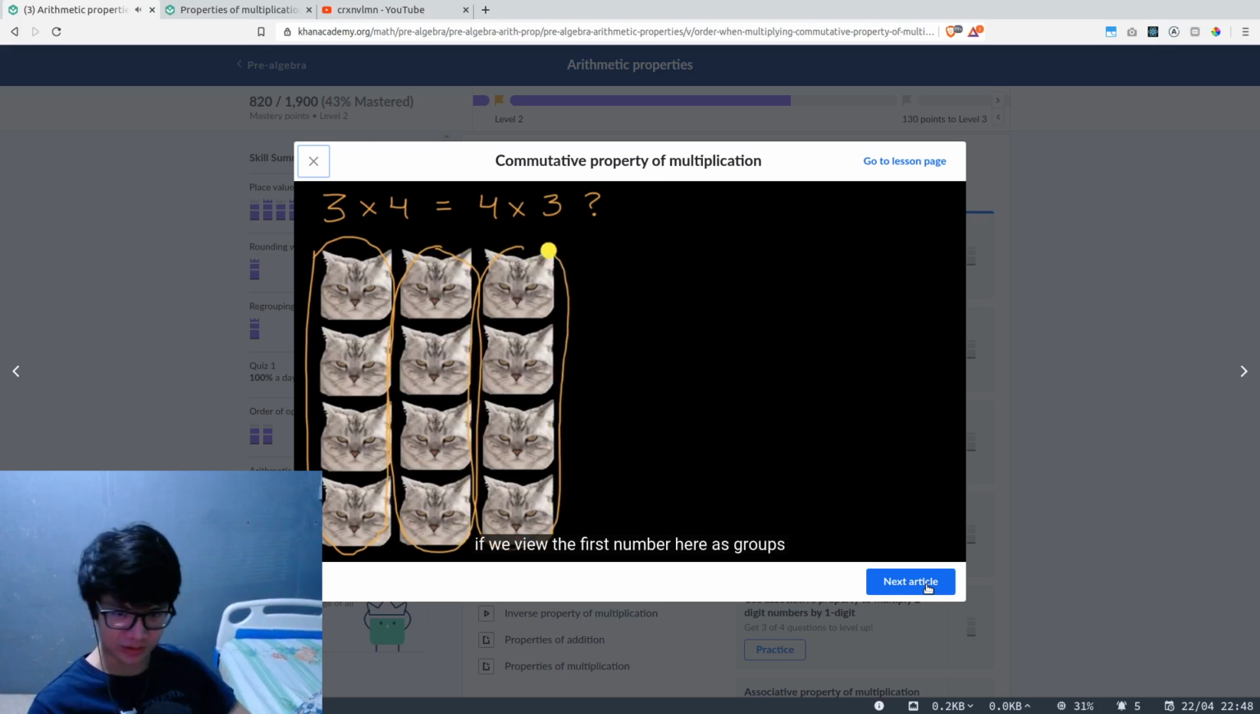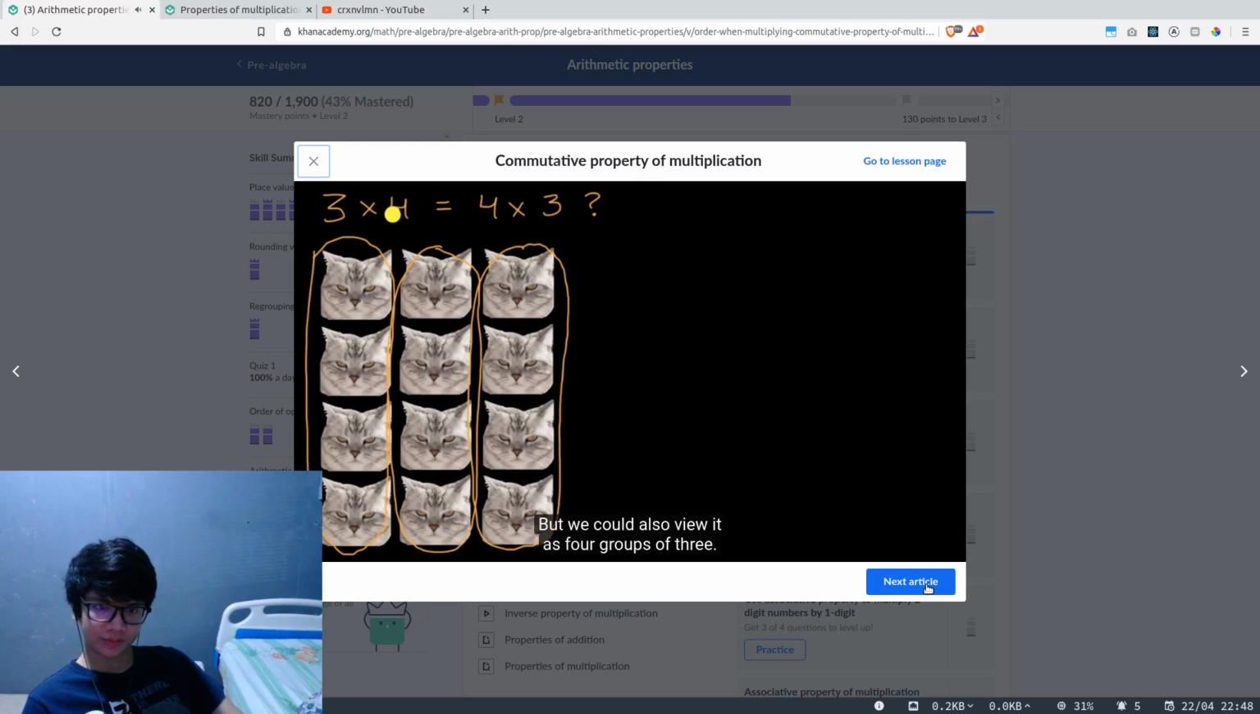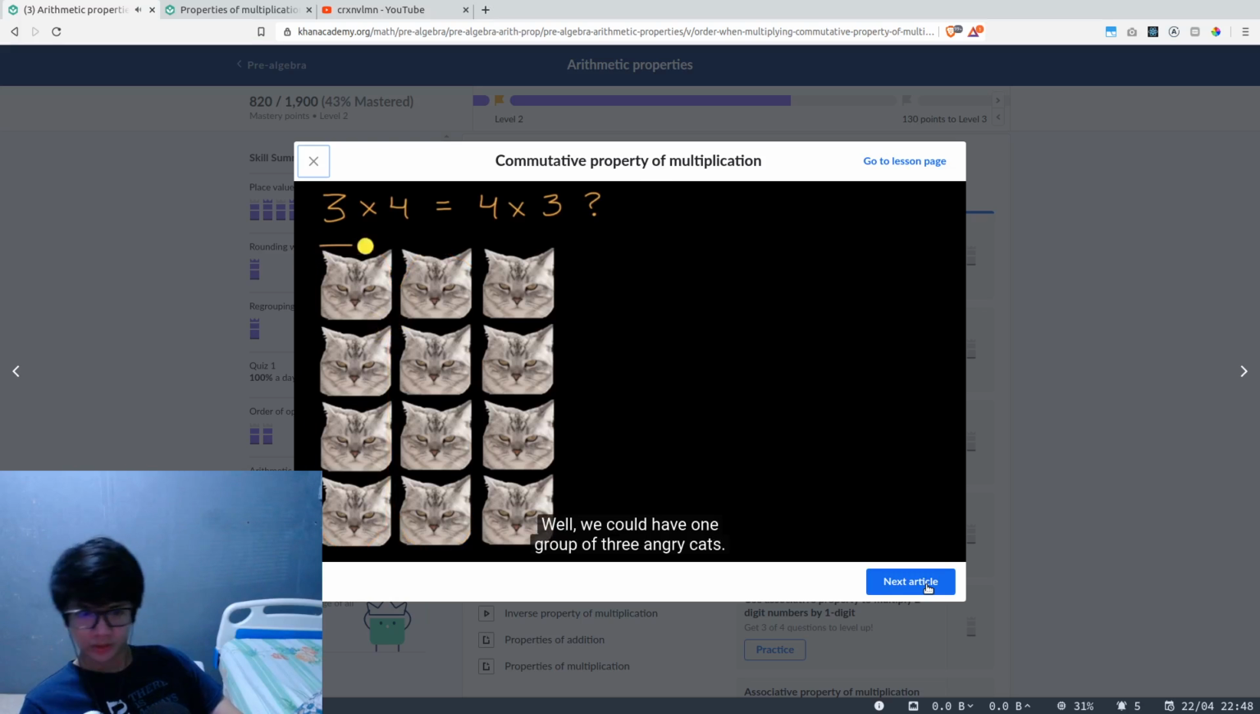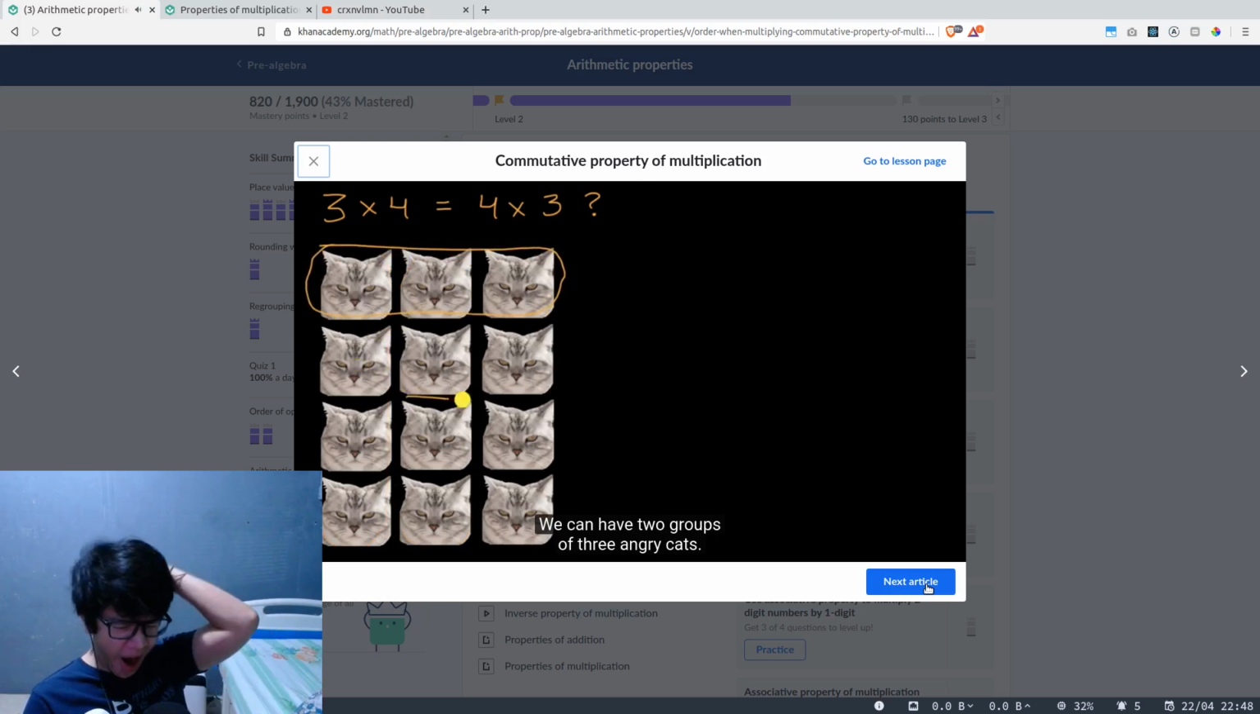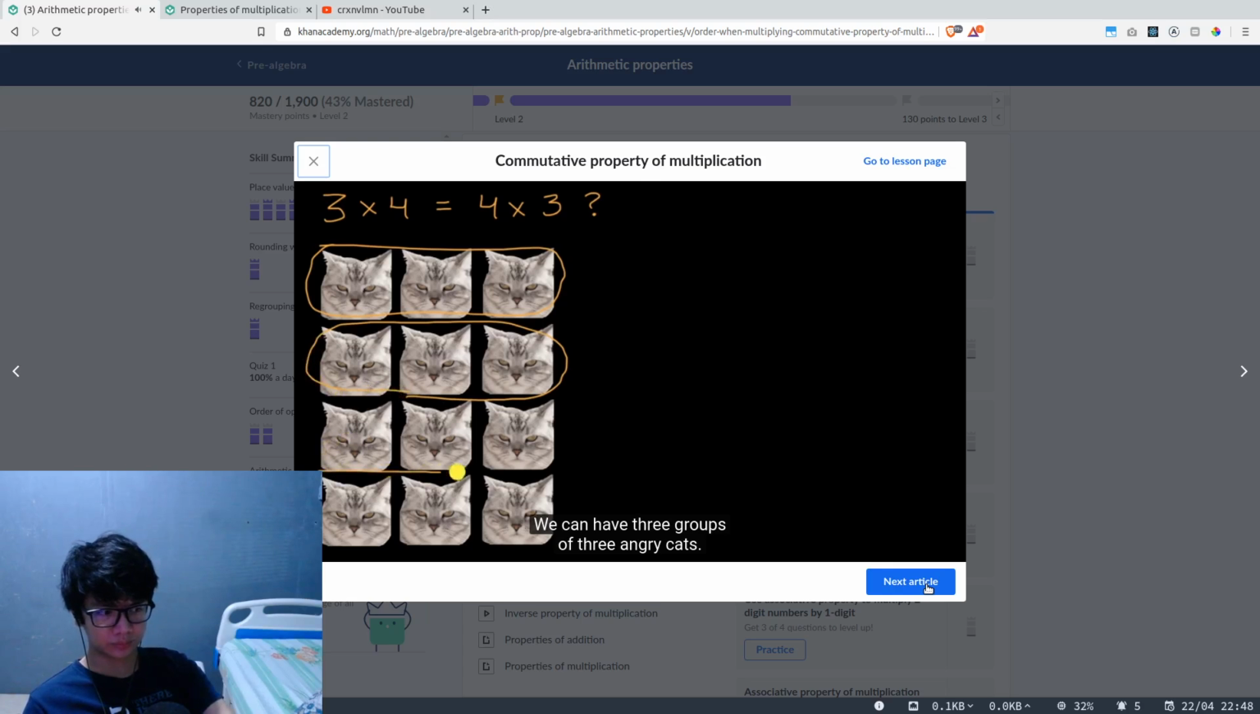So, if we view the first number here as groups of the second number. But we could also view it as 4 groups of 3. How would we do that? Well, we could have one group of 3 angry cats. We can have 2 groups of 3 angry cats. We can have 3 groups of 3 angry cats. And we can, of course, have 4 groups of 3 angry cats.